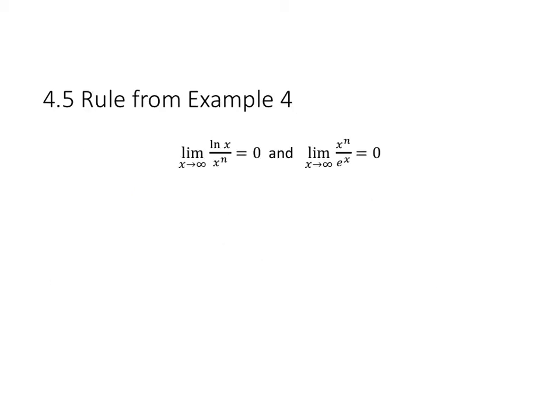So in example 4, we get this really nice rule. If we have the natural log of x over x to any power, my limit is always going to be 0 as I take x to infinity. And the same thing if I have x to the n over e to the x. As x goes to infinity, my limit will always be 0. Of course, you don't have to memorize this rule or anything. You can always just derive it as we did in the previous slide.